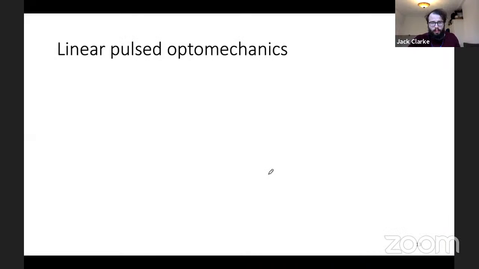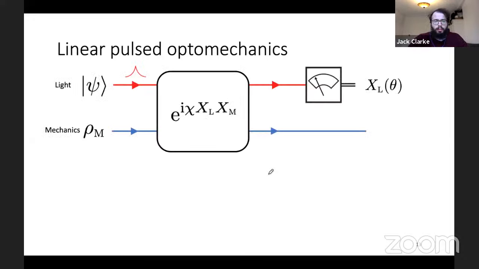So let's firstly go over the foundations, or the building blocks, of these schemes. We're considering these interactions between light and mechanics. Say we start off in an initial state on this side of the diagram, the left-hand side, where the bipartite state of light and mechanics is Gaussian. And by that, I mean it can be described fully and completely by its first and second moments.